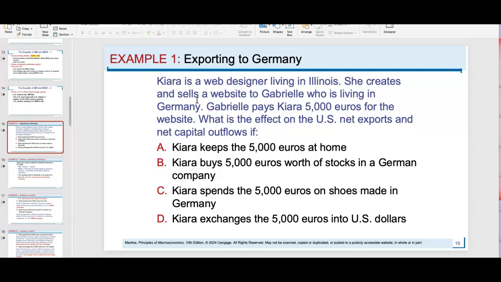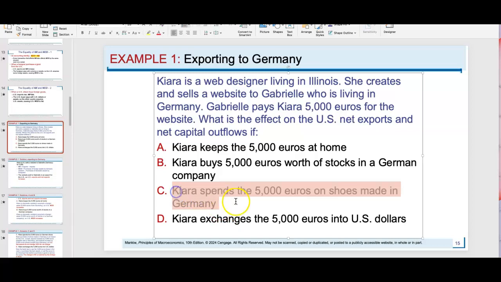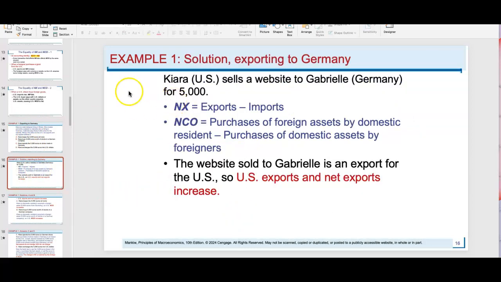So there are different scenarios. Kiara keeps the 5,000 euros at home. Kiara buys 5,000 euros worth of stocks in a German company. Kiara spends the 5,000 euros on shoes made in Germany. So in this one, it's importing, right, the shoes. Kiara exchanges the 5,000 euros into US dollars. So there are these four scenarios and we can look at what's going to happen. I've already given away the answer for C, right? Because she's going to import. But let's look at the individual answers.